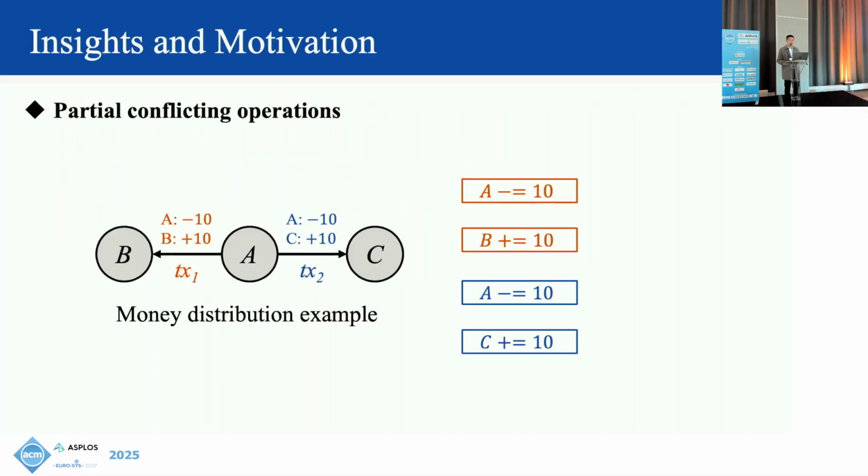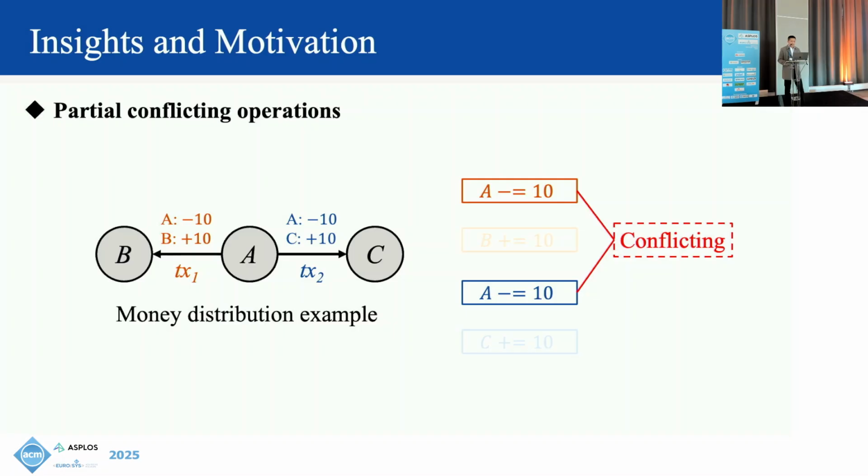So here's our key insight. While traditional methods treat the entire transaction as atomic, in reality, most conflicts occur at the operation level. Only some operations within a transaction actually conflict. Let's consider a simple example. In transaction 1, A sends 10 tokens to B, and in transaction 2, A sends 10 tokens to C.